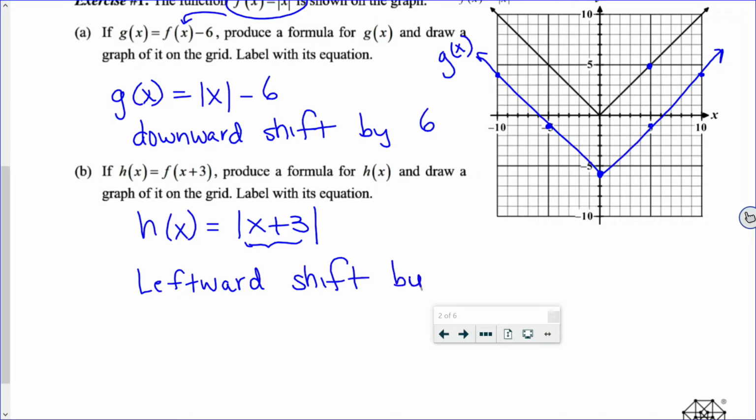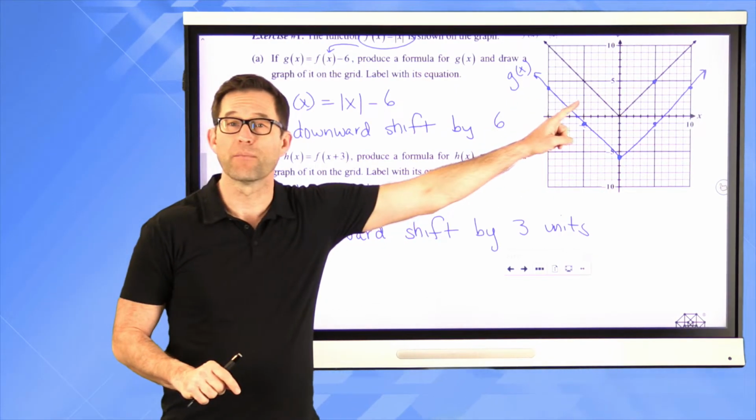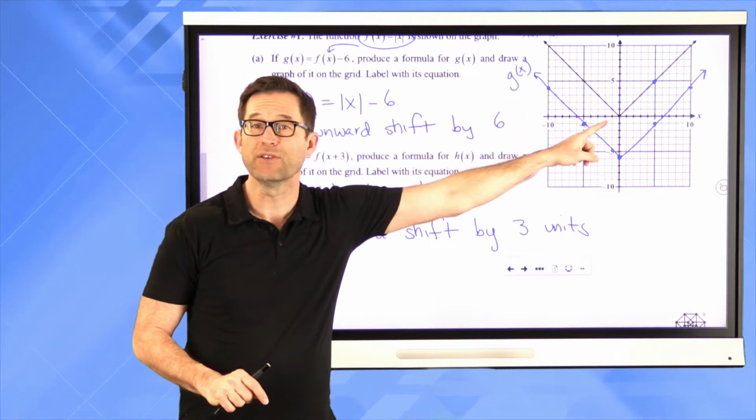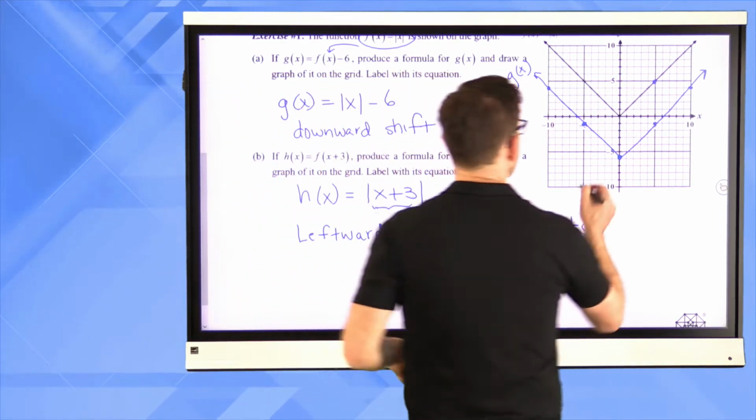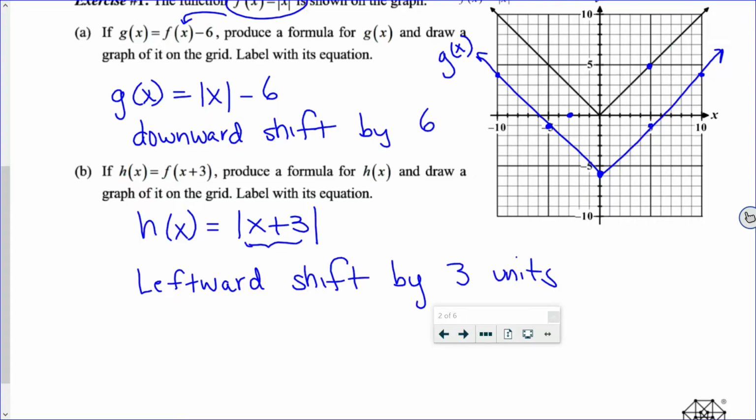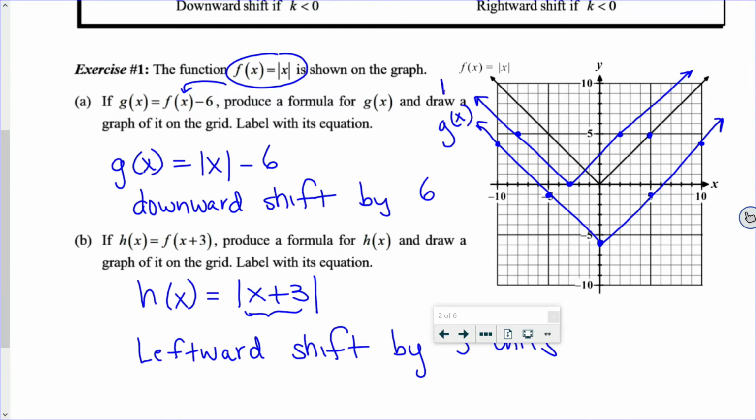shift by 3 units. And again, just like before, I'm going to take my original graph and simply take each point on it and shift it left 3 units. I don't need to do every single point, but it makes sense to take the turning point and shift it left 3 units. Maybe I'll take that point and shift it left 3 units and that point and shift it left 3 units, and we end up getting this graph. Let me just go up a little bit, and that's going to be h of x.